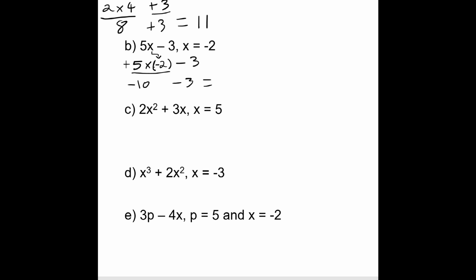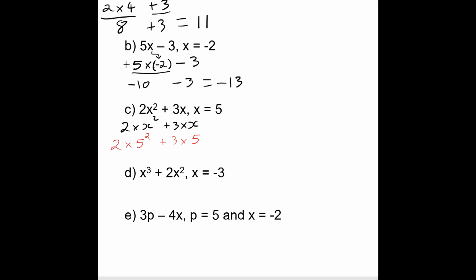Now think about a number line. If it's minus 10 degrees and the temperature goes down by 3, the new temperature is minus 13 degrees. So my answer is minus 13. In C, remember the expression that I have is 2 times x squared plus 3 times x. Now x is equal to 5, so I can substitute in 2 times 5 squared plus 3 times 5.